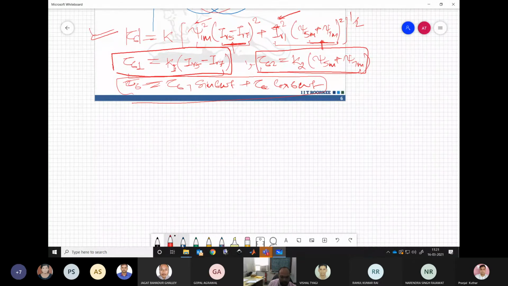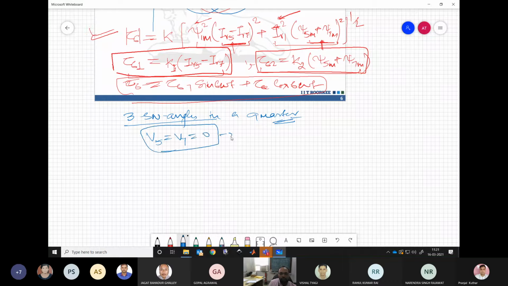Now let us say in our system we have 3 switching angles in a quarter. Then what we can do is simply eliminate, V5 equal to V7 equal to 0. This we can maintain while having any fundamental component, up to whatever value of fundamental we can achieve. But for that range, we will have tau 6 equal to 0.